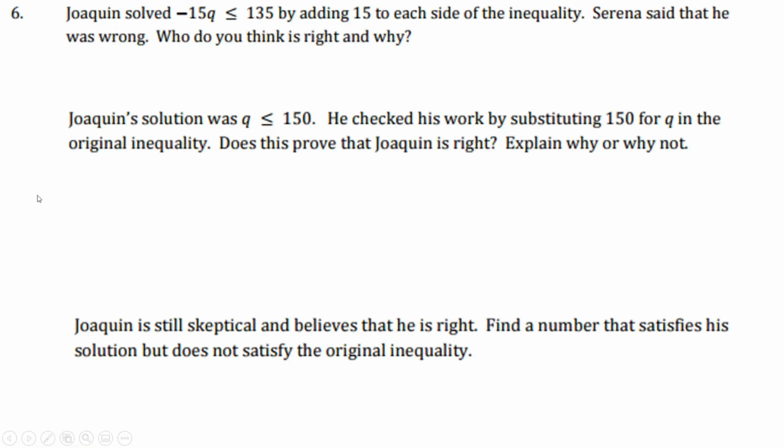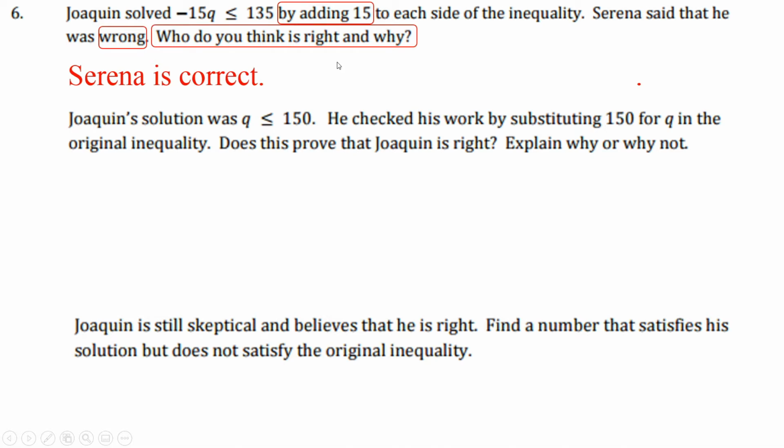Number 6. Joaquin solved -15q is less than or equal to 135. Now, how would you all do that? We'd have to undo that multiplication by -15. So we would divide both sides by -15. And Joaquin added 15 to each side of the inequality. Serena said that he was wrong. And we're going to have to agree with Serena. Serena is correct. You do not undo multiplication by -15 by adding 15.